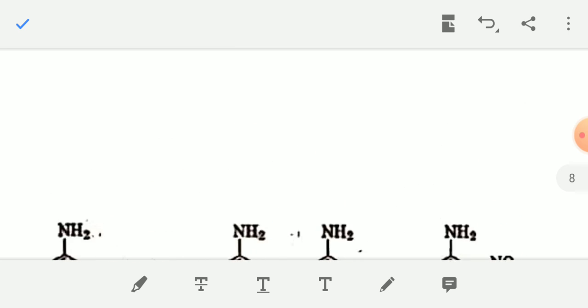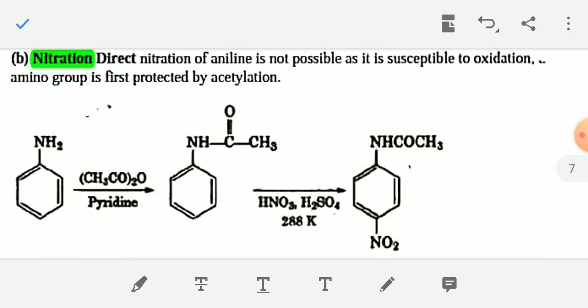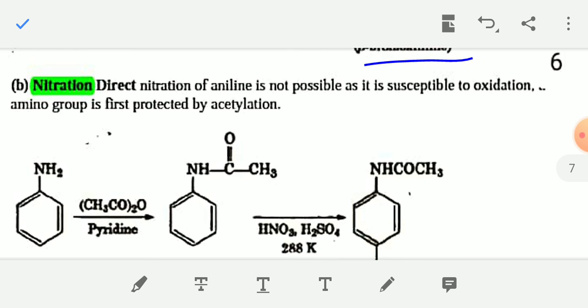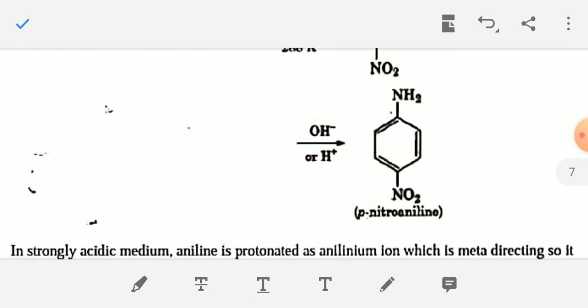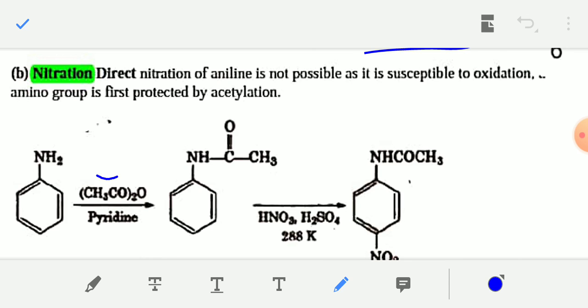Okay, and if you want to get only monosubstituted nitroaniline, that is para-nitroaniline, then you have to protect the NH2 group by acetylation, using acetic anhydride. When aniline reacts with acetic anhydride in presence of pyridine, the NH2 group will be converted into NHCOCH3 group. This is the protection of the NH2 group.